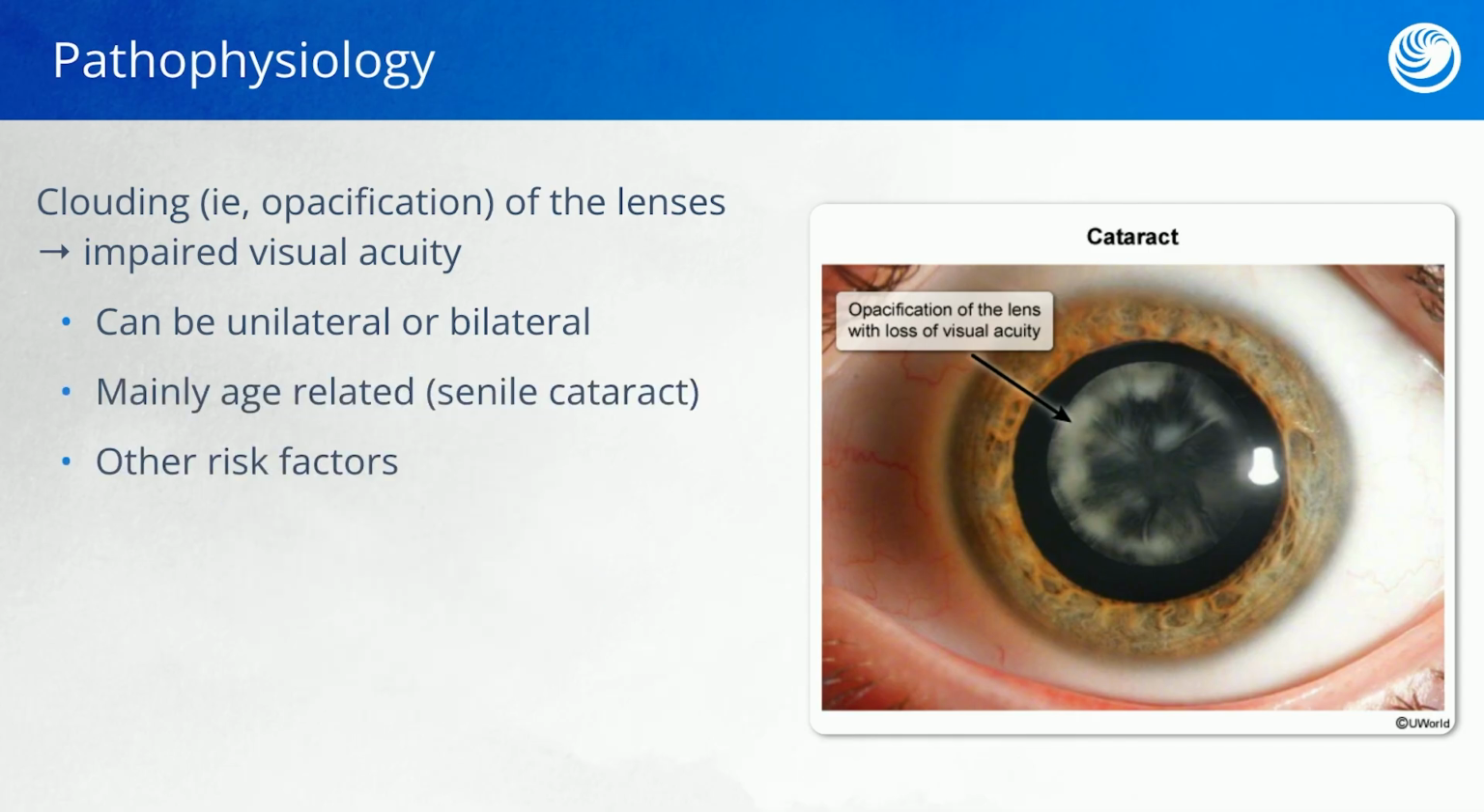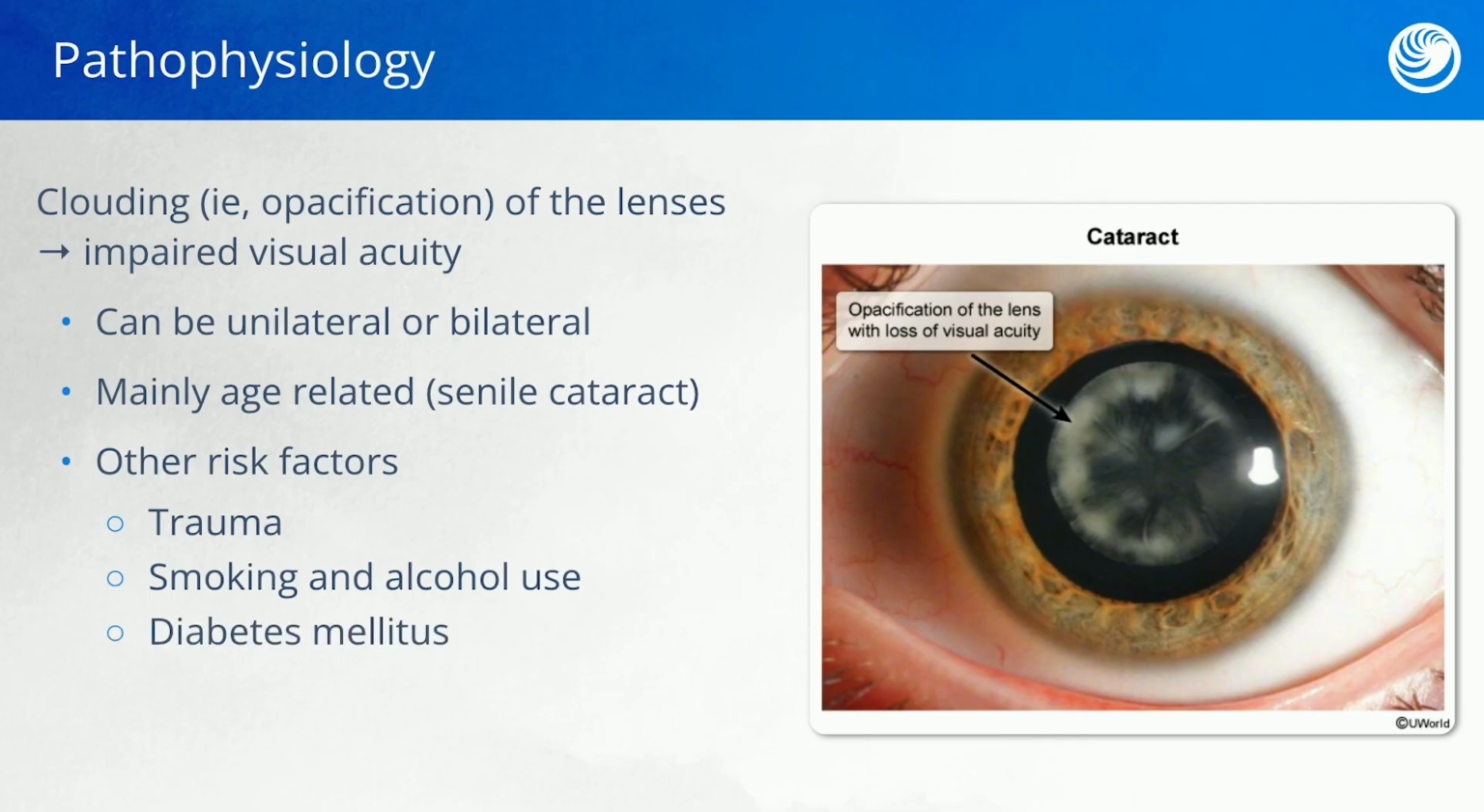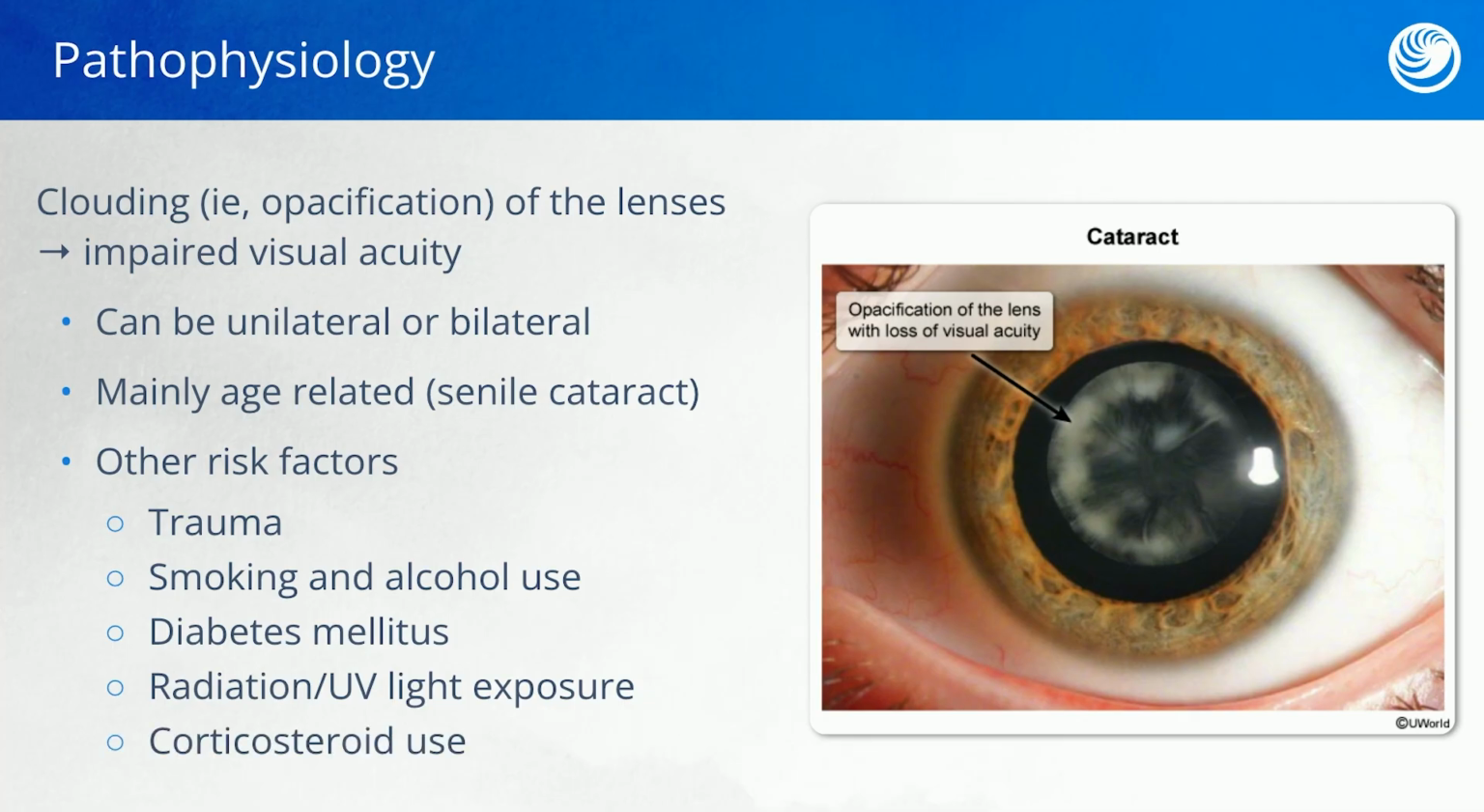Other risk factors that can cause a younger client to develop cataracts earlier include trauma, smoking and alcohol use, diabetes mellitus, especially those clients with uncontrolled blood sugars, radiation or UV light exposure, like sunlight, and corticosteroid use.